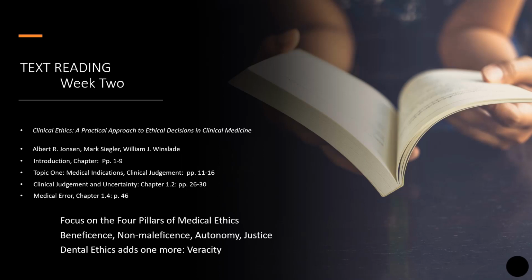The text reading for this week is by Albert Jonsen, Mark Siegler, and William Winslade, the authors of the book Clinical Ethics: A Practical Approach to Ethical Decisions in Clinical Medicine. I would like you to read the introduction, and under topic 1, medical indications, read about clinical judgment. In the 9th edition, it's pages 11 through 16. You may have an earlier edition with different pages. Clinical judgment and uncertainty is chapter 1.2, pages 26 through 30 in the 9th edition. Then medical error, chapter 1.4, page 46. Pay attention to that in particular as we discuss medical error.